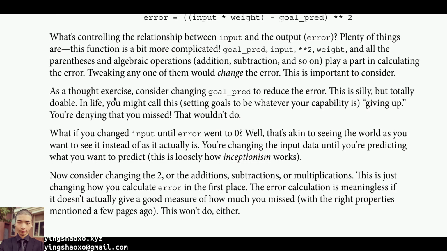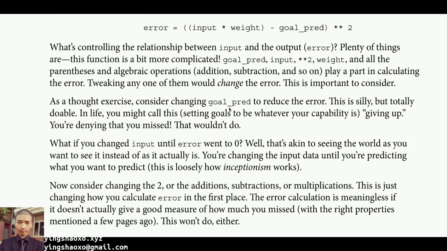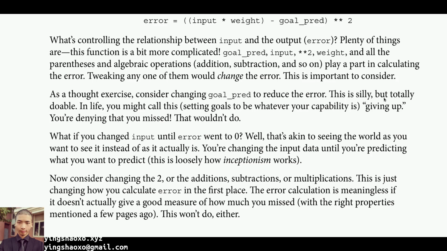As a thought exercise, consider changing the goal prediction to reduce the error. So how can you reduce the error by changing the goal prediction? For me, I would make this value as close to the input times weight as possible, because then the difference from this to this will equal 0, and 0 is the smallest error we could ever get. This is silly but totally doable.